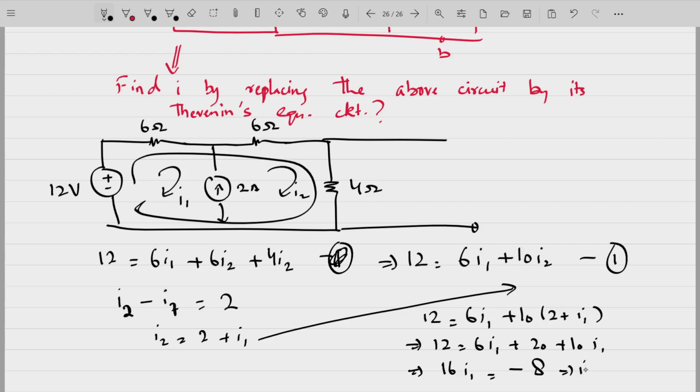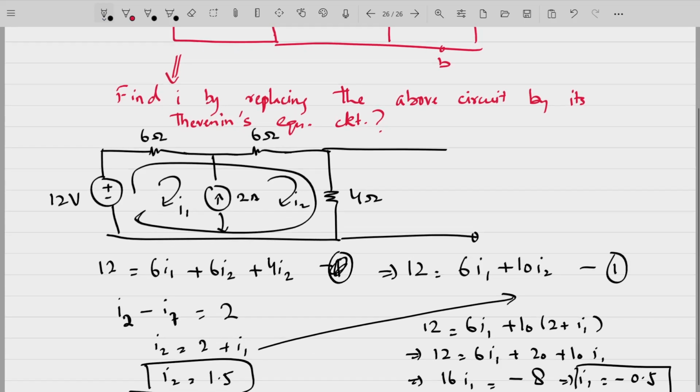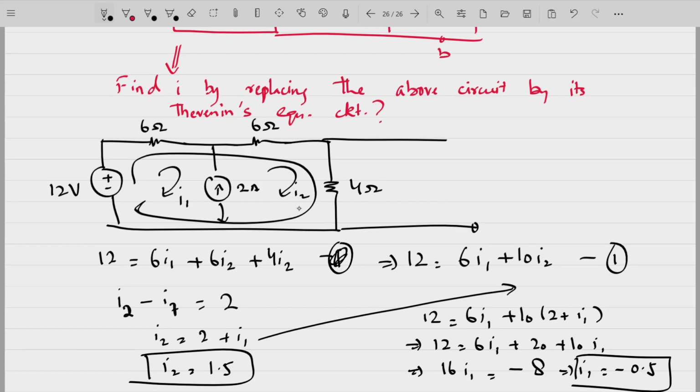16I1 is equal to 12 minus 20, minus 8. I1 आपका minus 8 by 16, minus 0.5. So I2 is 2 minus 0.5, that is 1.5. So I1 is minus 0.5, I2 is 1.5. So I2 आपका 1.5 है.